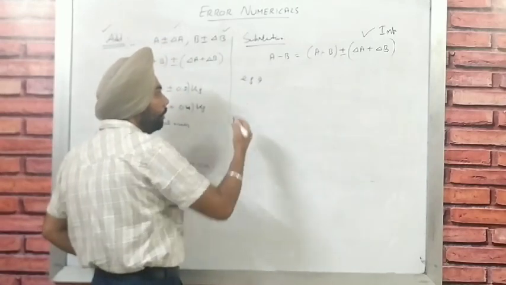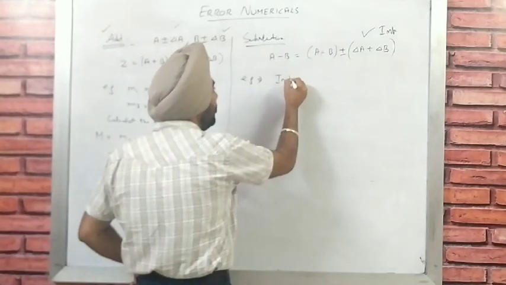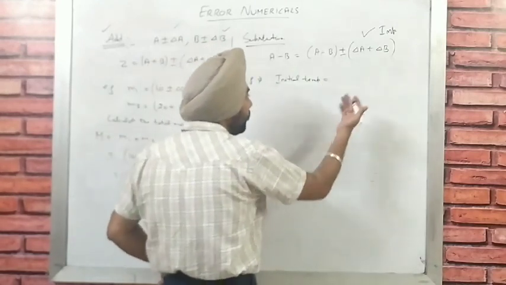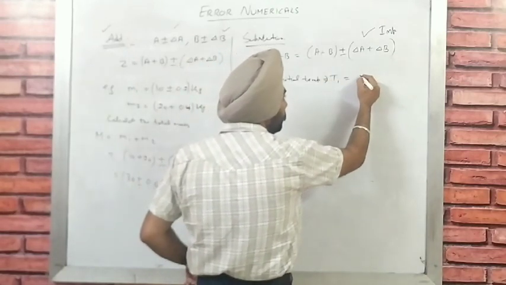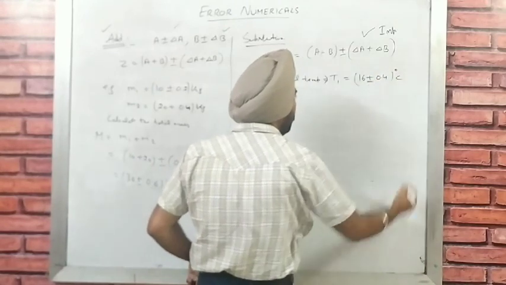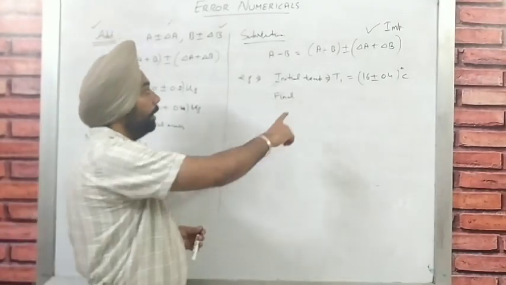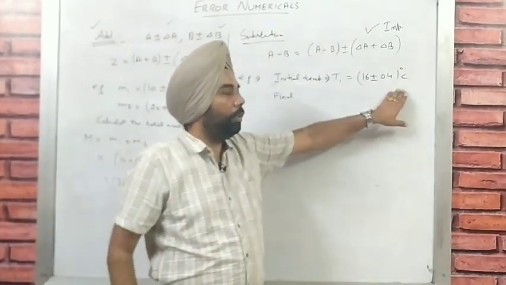So let's say some values. We are going to have two temperatures. Now let's take the initial temperature of any geyser, which is taken as T1. So let's say the value is 16 plus minus 0.4 degrees Celsius. Here we are taking a numerical: the initial temperature T1 of a geyser is 16 plus minus 0.4 degrees Celsius.